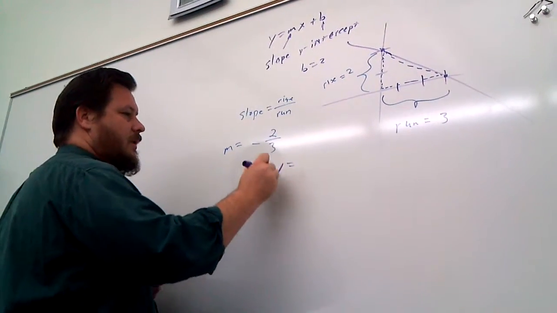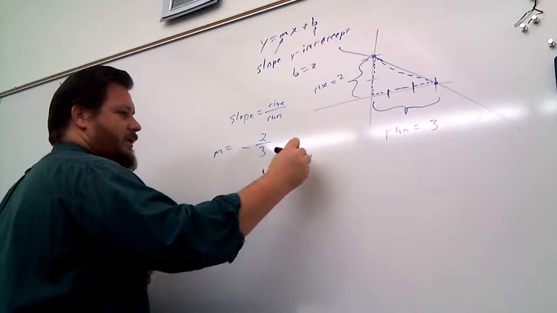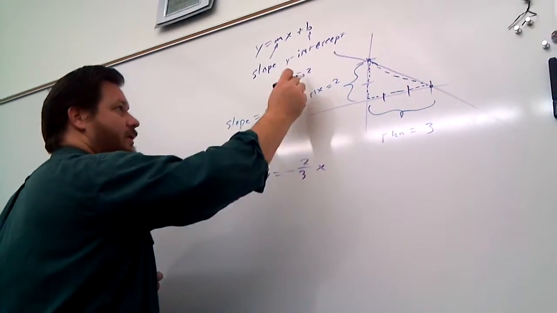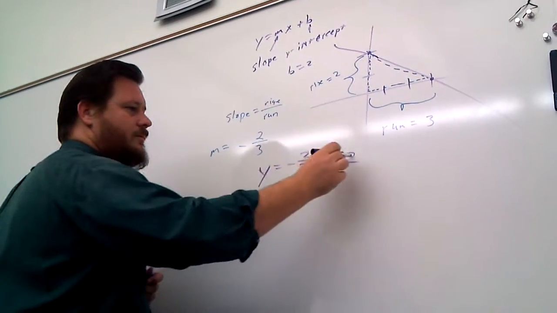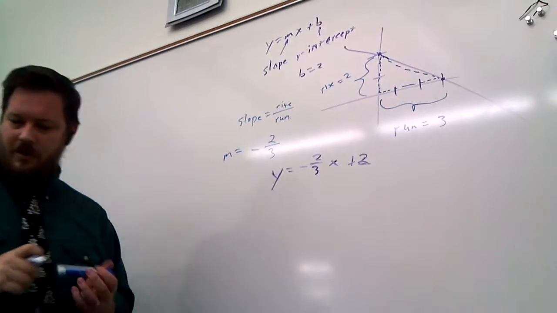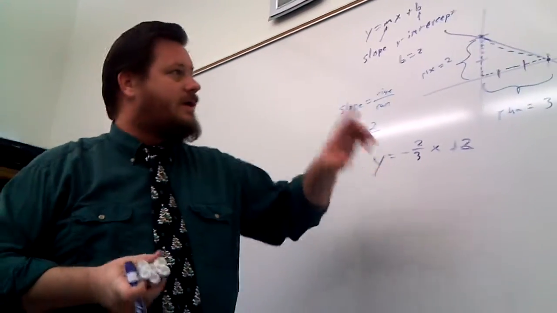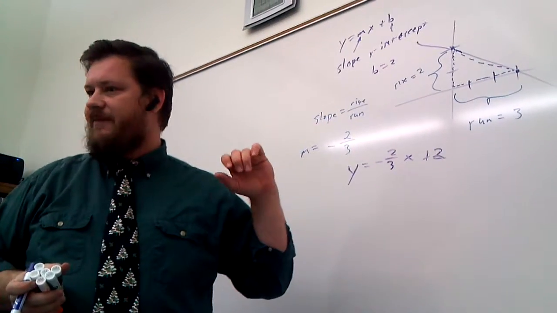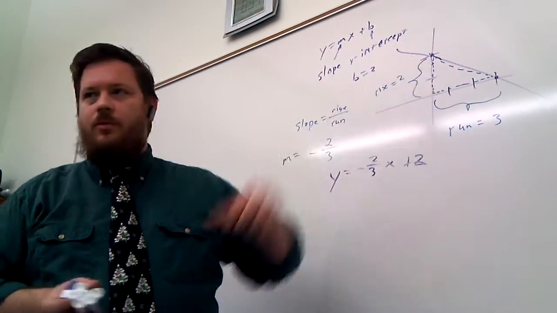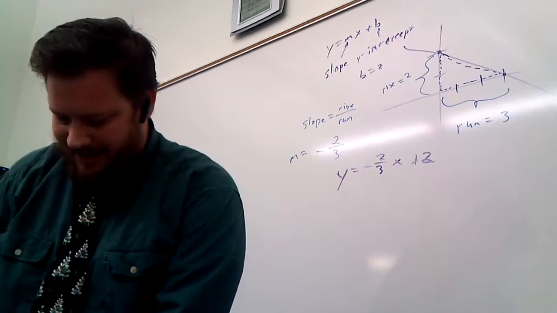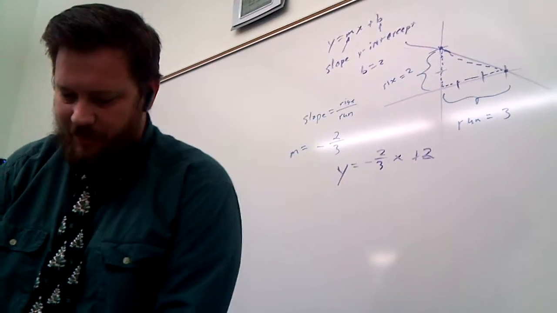Then we can put our equation together where y equals our slope negative 2/3 x, and then our intercept of 2. Not very exciting. So the only thing that's new or different about this lesson is we're still given the graph of a line, except the place where it crosses the y-axis is not going to be visible.